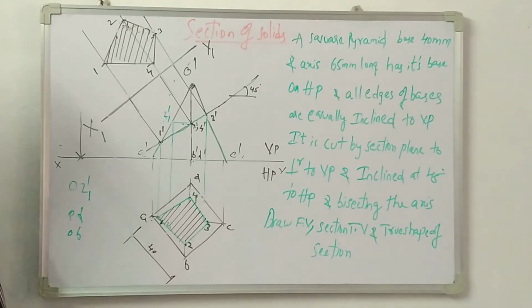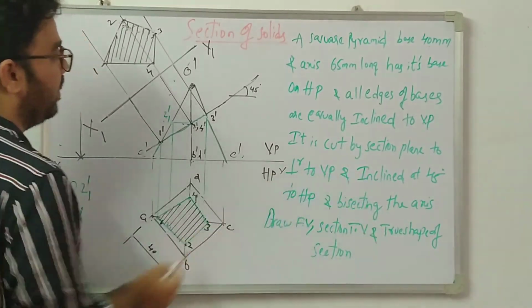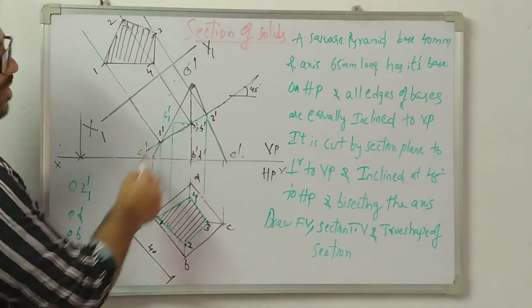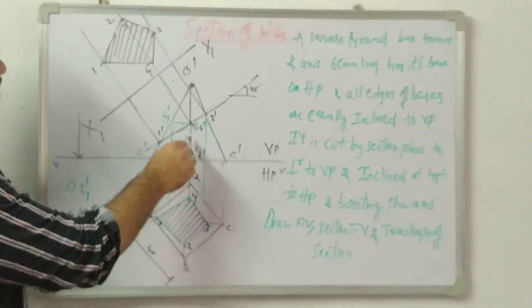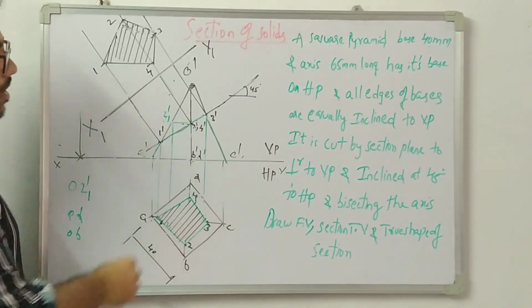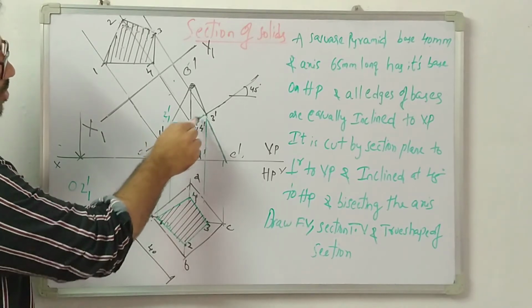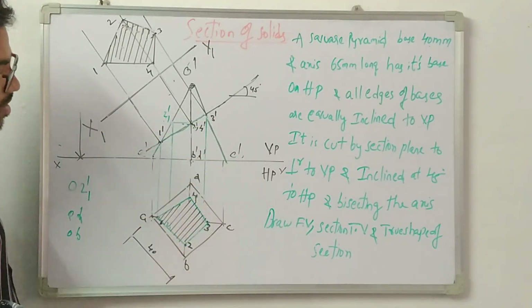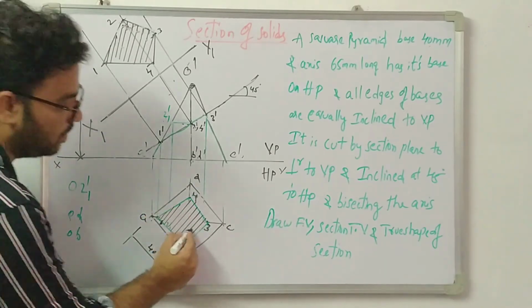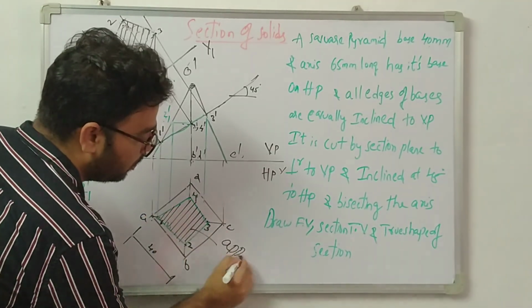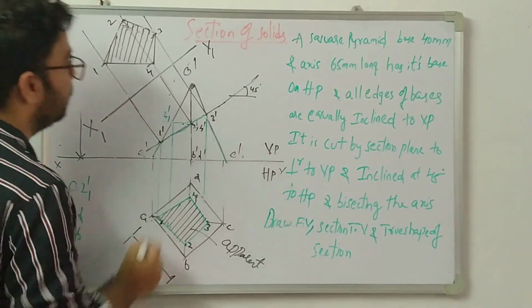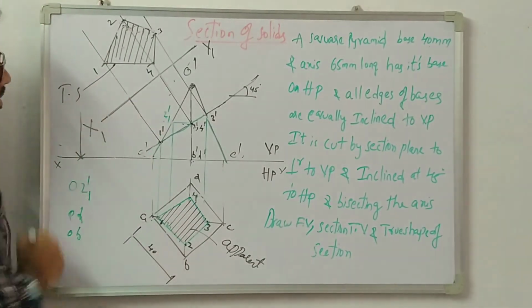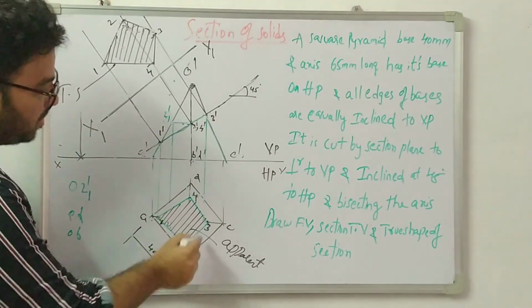Now the cutting plane is inclined at 45 degrees. So selecting the midpoint of this 65 mm length, draw a 45 degree line. From there onwards, we have 4 cutting points. From the 4 cutting points, draw projection lines downwards. So whatever shape is there, this shape is the apparent shape. This shape is the true shape. Now this is the apparent shape. We got the apparent shape.